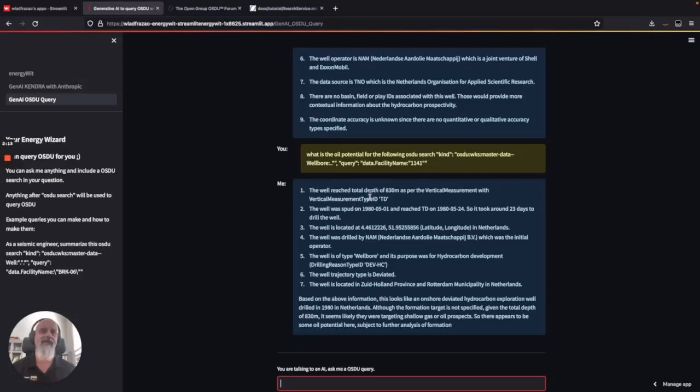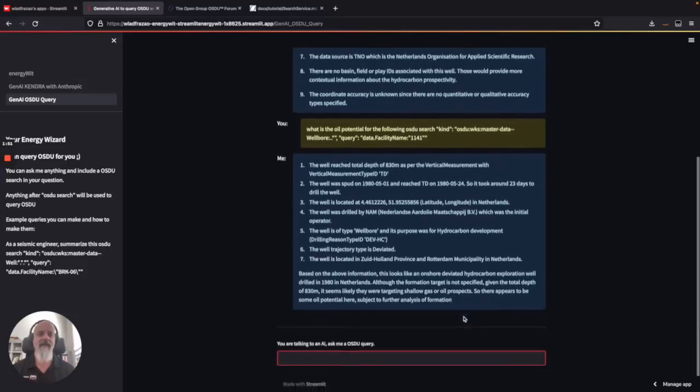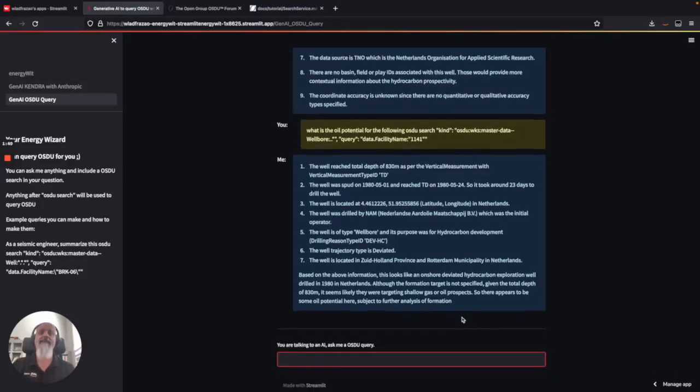The well reached a total depth of 830 meters as per the vertical measurement, et cetera, et cetera. Here's where it's located. Based on the above information, it looks like a non-shore deviated hydrocarbon exploration well drilled in 1980 in the Netherlands. Although the formation is not specified, given the total depth, it seems likely they were targeting shallow gas or oil prospects. So this is a very interesting answer, right? And a lot better than having a JSON file.